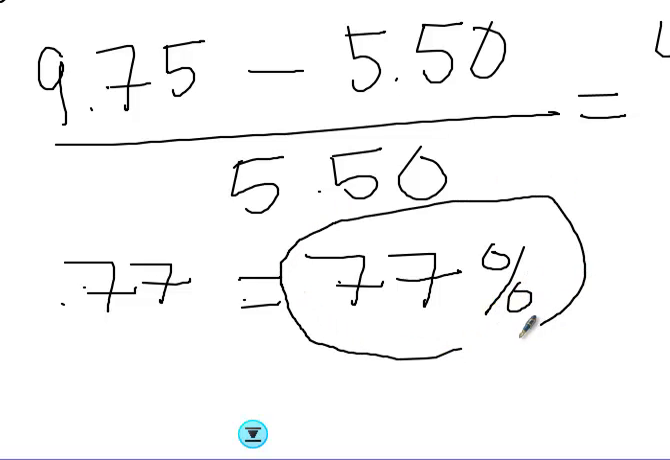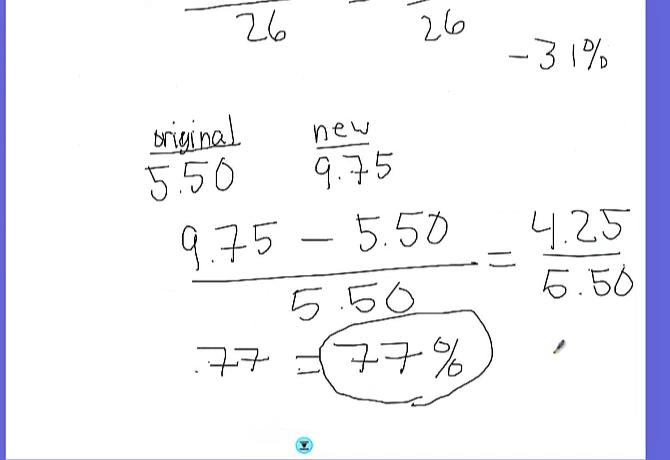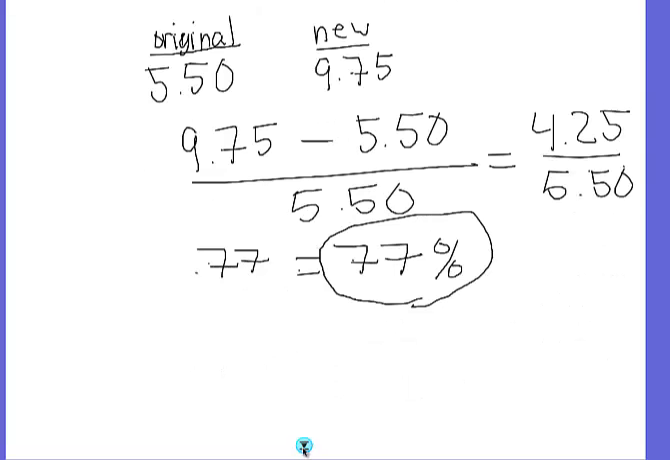All right, so we increased 77%, which is a huge increase. Most increases aren't that large. But again, we know it's a percent of increase, one, because our new price is more than the original, and our answer is a positive number. All right, that's one way you can see, is it an increase or a decrease?